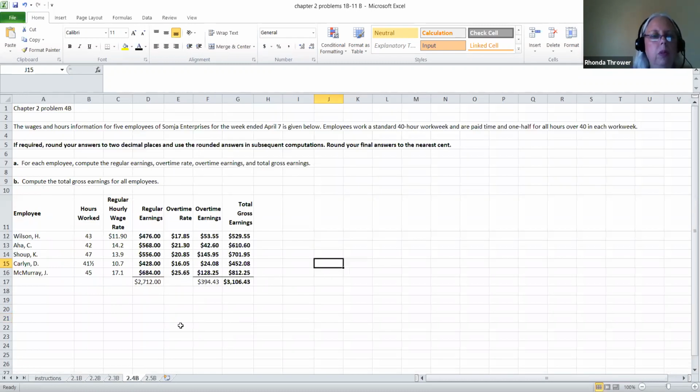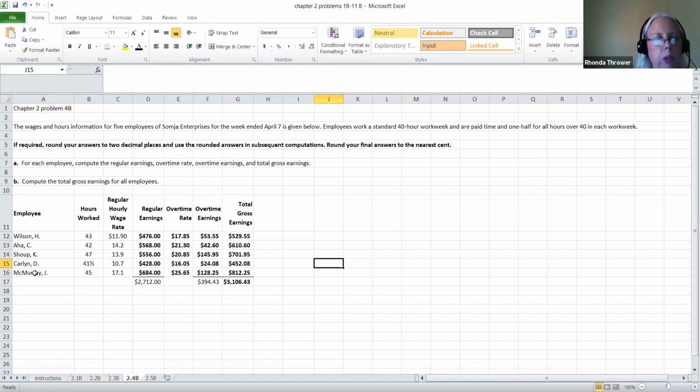In the next problem, they're doing something similar to the previous problem, but we're going to calculate the regular earnings, and we're also going to calculate the overtime rate and the overtime earnings, so that when we combine the regular earnings with the overtime earnings, it will give us the total gross earnings before any deductions have been taken out. So this is a really short form of a payroll register that we talked about in the last chapter. Remember, a payroll register is just the amount that we're paying employees for a period of time.